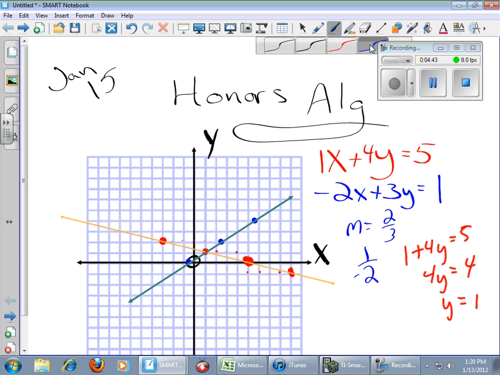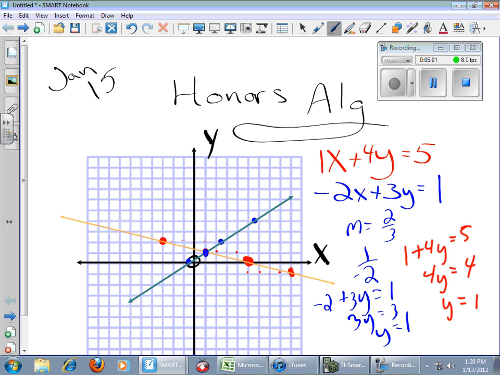at 1, 1. But because I'm at the half, and I'm not sure I did it exactly right, I'm not convinced. All right, so I'll stick 1 in for x, and I'll get negative 2 plus 3y. That'll equal 1. 3y will equal 3. Oh, look at that. Y will equal 1. They do cross right there. There's no guesswork involved. That was too cool.